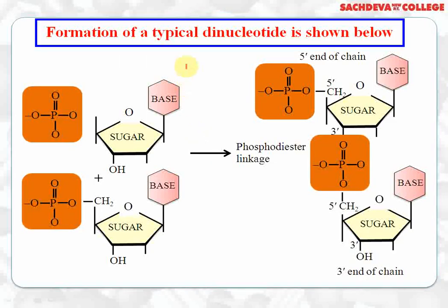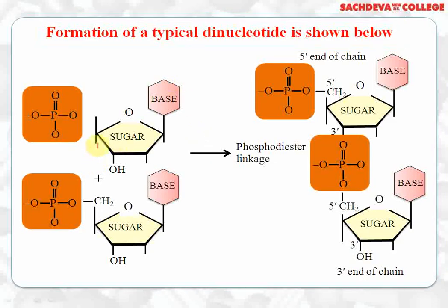Formation of typical dinucleotide is shown below. This is one nucleotide, this is another nucleotide, and they are condensing together and forming phosphodiester linkage, and this is the formation of dinucleotide chain. Here you have to remember that the two nucleotides in dinucleotide and polynucleotide are linked by phosphodiester linkage. You may not be able to remember the structure, or there may not be any need to remember.